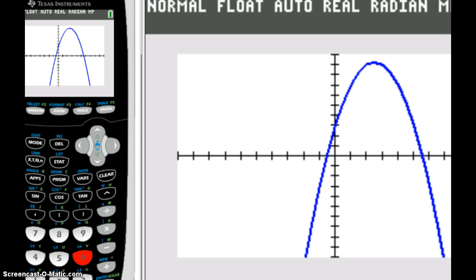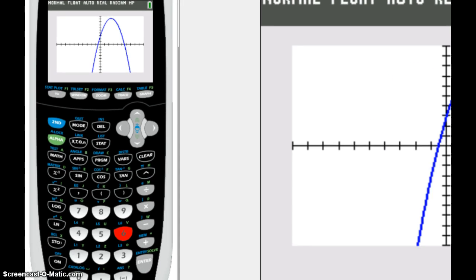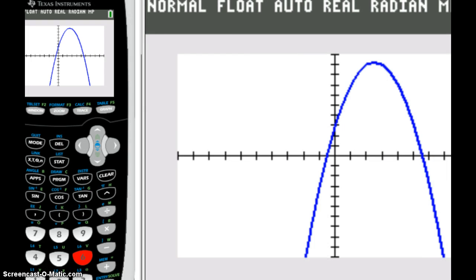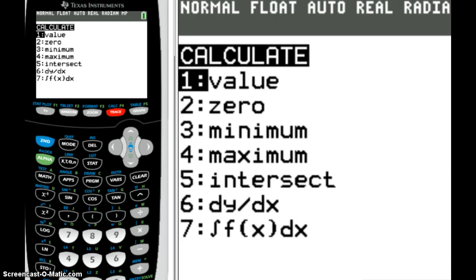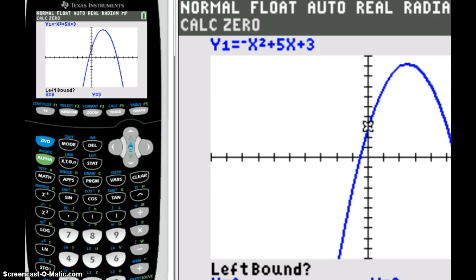So in order to do this, we could use the second and intersect or zero feature to find the zeros. I'm going to demonstrate it for one of them, the one on the left, just so that you guys could see this on the viewing window here. Here we go. Let's do it. So I go to second, and then I do calc, which is really the trace key, and option 2 says zero. So select option 2.